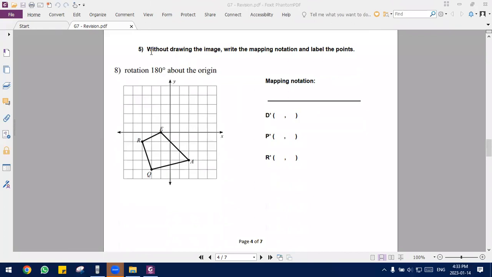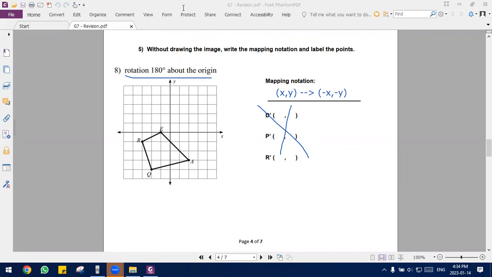Now, question 5, it says, without drawing the image, you don't have to draw the image. Write the mapping notation and label the points. But here, just by mistake, I wrote D, P, and R. No, we need to write the coordinates of these points. First of all, let me write the mapping notation. It says 180 degrees. Remember that for 180 degrees, what is it? X and Y will be minus X, minus Y. It means only change the sign of X and Y. This is the mapping notation.